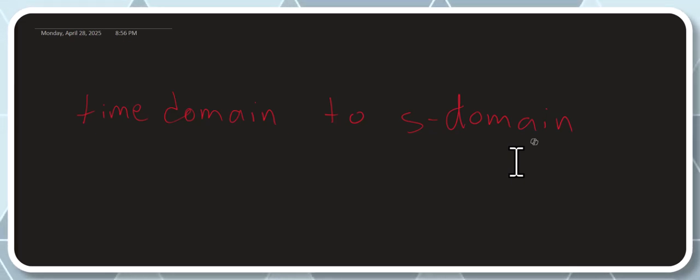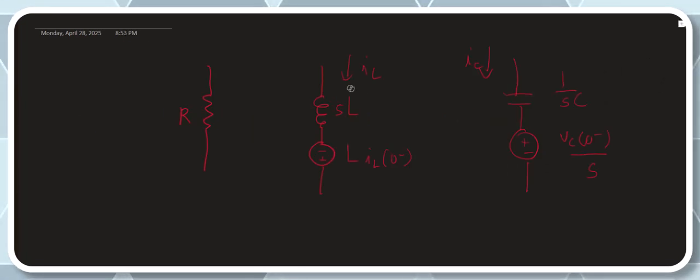How do you convert a circuit from the time domain to the S domain? Well, the first thing you need to know is how the different elements convert. Resistor is always going to be your favorite. In all the domains, resistors just have the same value in the time domain as they do in the S domain.